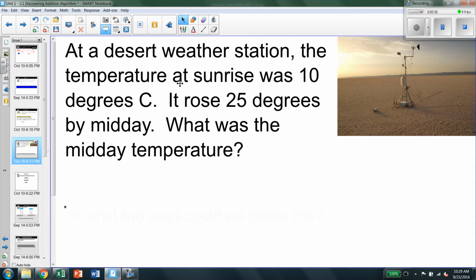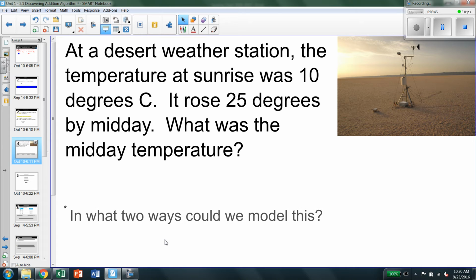Desert Station, the temperature at sunrise was 10 degrees Celsius. It rose 25 degrees by midday. What was the midday temperature? In what 2 ways could we model this? Well, we have 2 options. We could use integer chips, right, which we've been using a lot. It was 10 degrees, so we could do 1, 2, 3, 4, 5, 6, 7, 8, 9, 10.